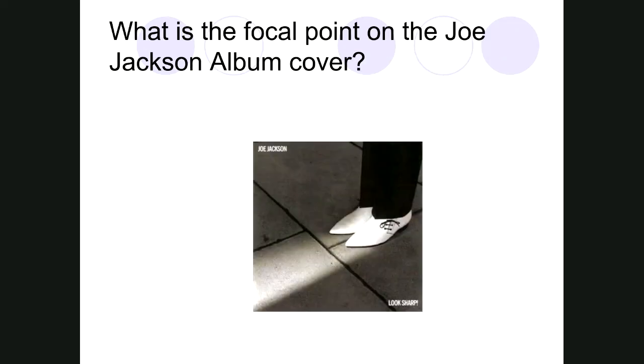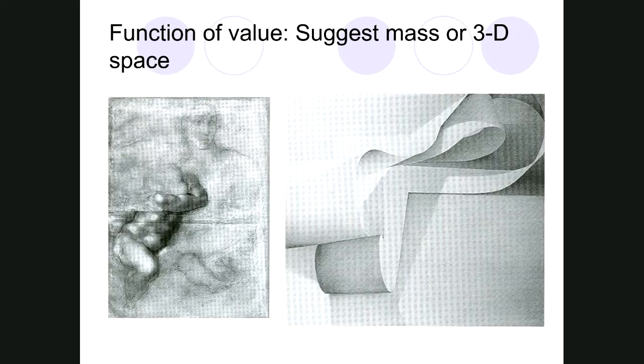We see the same thing here on this album cover with the more middle grays, and then the bright shoes stand out as a focal point because of the contrast of value. Here we see how value can suggest a third dimension. These are all drawings with pencil or charcoal. The image on the left is actually a drawing by Michelangelo, the famous Renaissance artist, and it was a study for part of the Sistine Chapel ceiling that he painted.